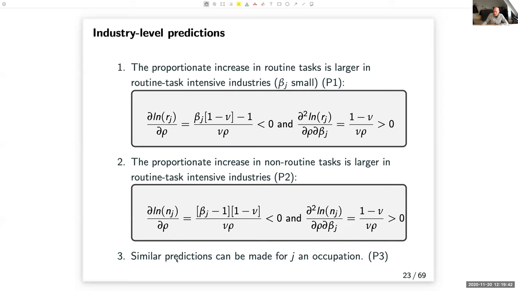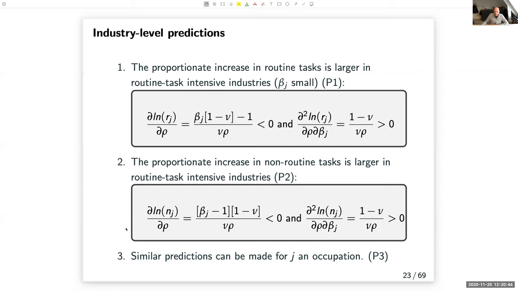But the takeaway here is that we've built a model that predicts that technological progress, computerization, is going to lead to relative shifts in factor demands and relative shifts in different types of labor, or labor doing certain tasks. So we expect that a fall in rho is going to increase the demand for non-routine labor tasks relative to routine labor tasks, and workers are going to reallocate from routine to non-routine labor tasks. And this is going to play out to a larger extent the more intensive a sector or occupation initially is in routine tasks.